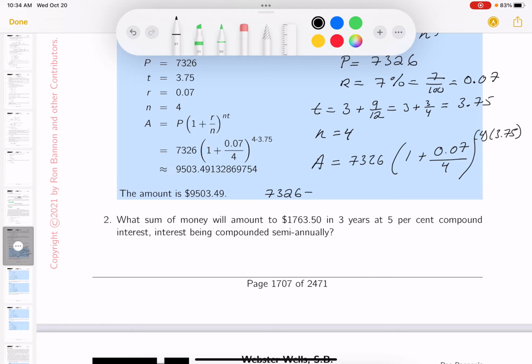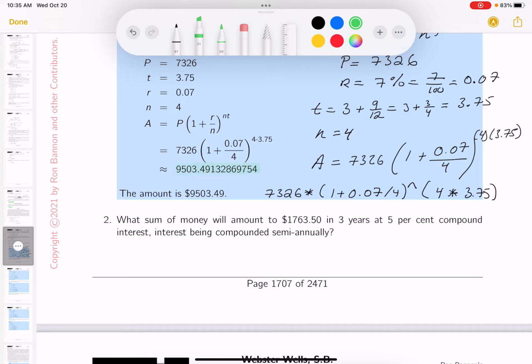7,326 star parentheses 1 plus 0.07 divided by 4 caret parentheses, 4, star is the multiplication on a calculator, 3.75. And then you hit the return button. And the return button's going to return a number back to you. And the number it should return back to you should look something like this over here.